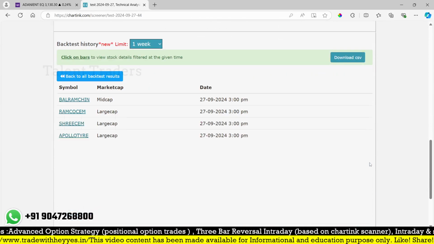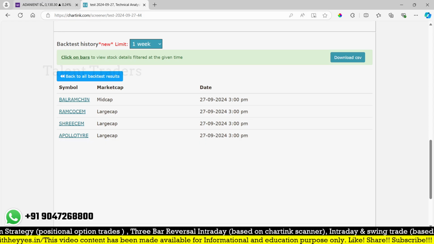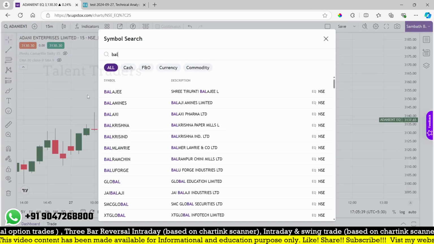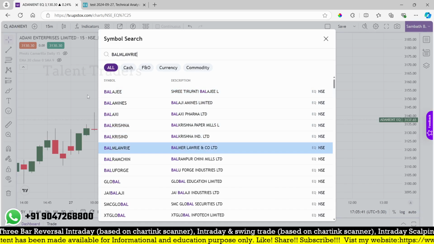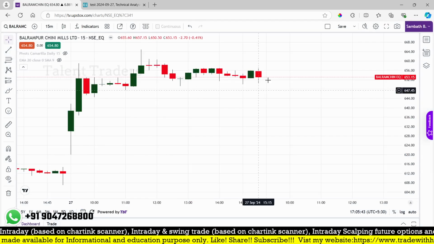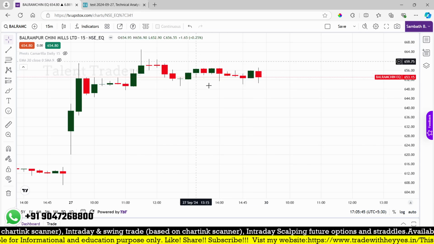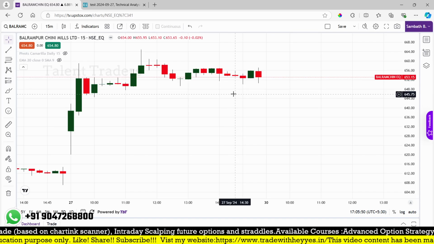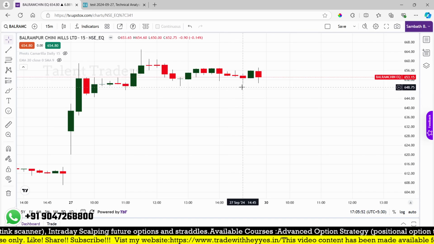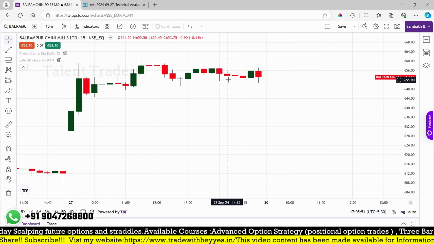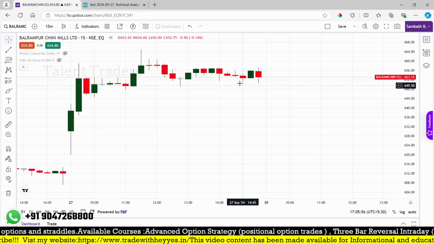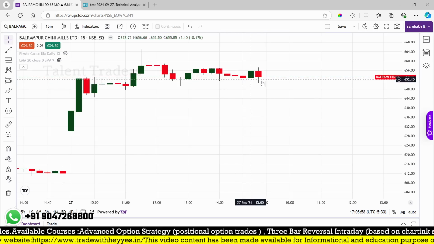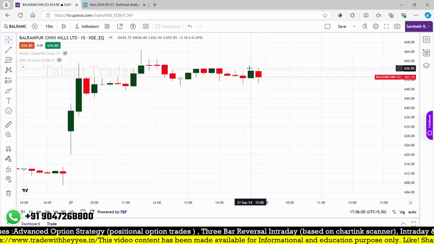In the previous time frame at 3 o'clock we have Balrampur Chini, Apollo Tyres. So let me go for Balrampur Chini, and this would be a big bull candle around 3 o'clock. But the previous red candles are not big bearish candles, so it may be a rejection candle and it may look like a hammer, and it is very narrow, very inside, and all three look like a spinning top.